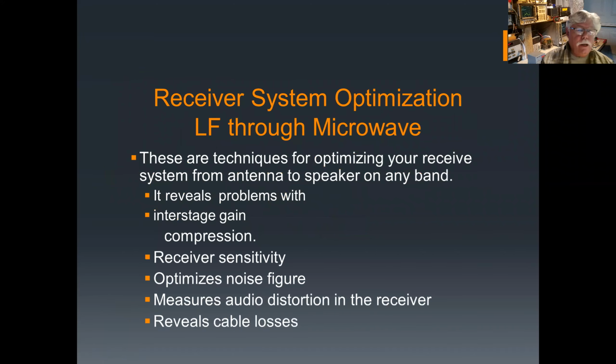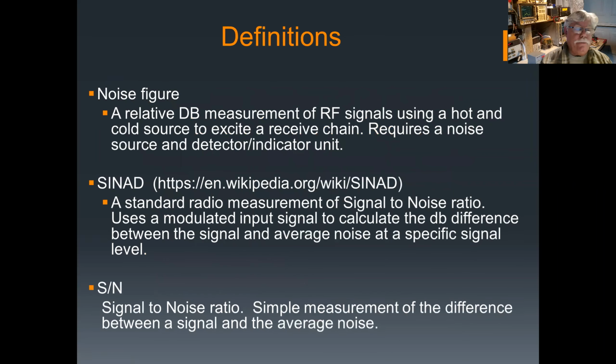These are techniques used for optimizing a receiver system. It reveals problems with interstage gain compression and receiver sensitivity. It optimizes noise figure, measures audio distortion in the receiver, and reveals cable losses, depending on which technique you use. Let's start with some definitions.